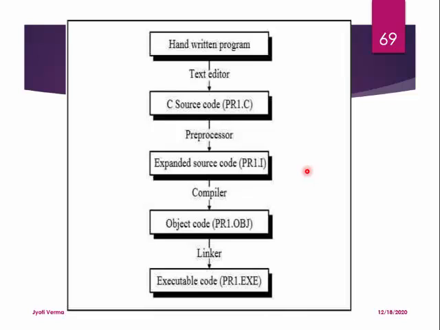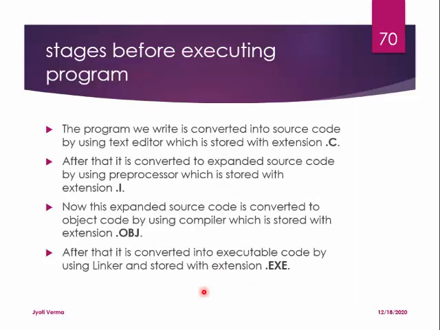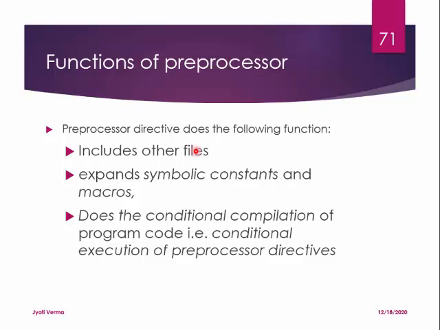That means what you do, you write the program, then you type the program, then program is given to whom, preprocessor will bring all the header files in the current program, then the compiler will convert it into the object program, and then linker will convert into exe file. Now what are the functions of the preprocessor? Preprocessor does what? It includes other files, expands the symbolic constants and the macros, and does the conditional compilation.